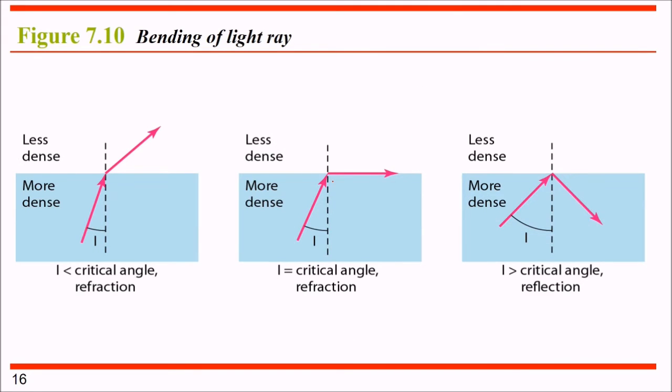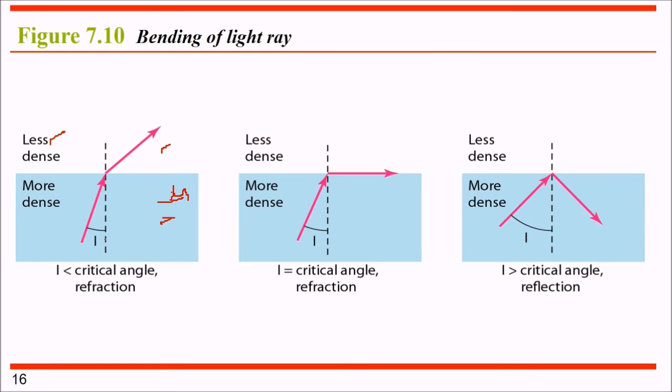Now we come to the bending of light ray. Why are we going from the transmission medium to bending of light ray? Because we will be talking about optical fiber. See, if there are 2 mediums, one medium and a second medium, and if this medium is more dense and this is less dense, we are talking about the refractive index, mu.